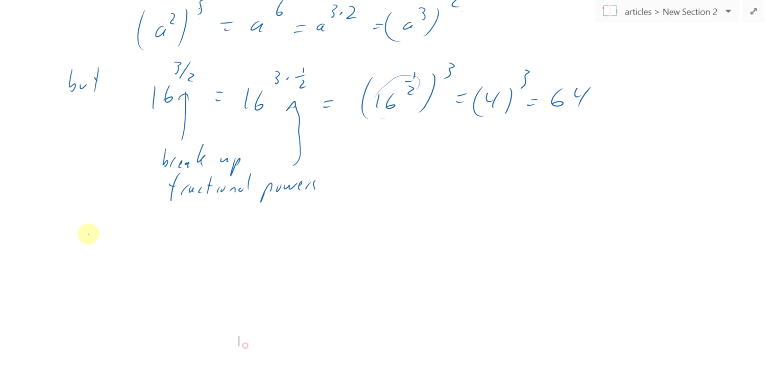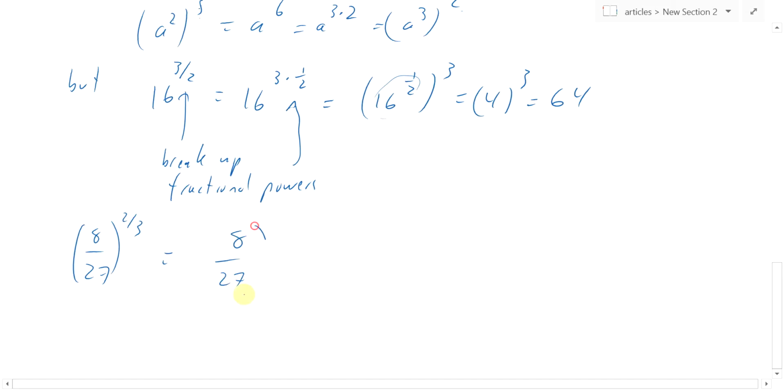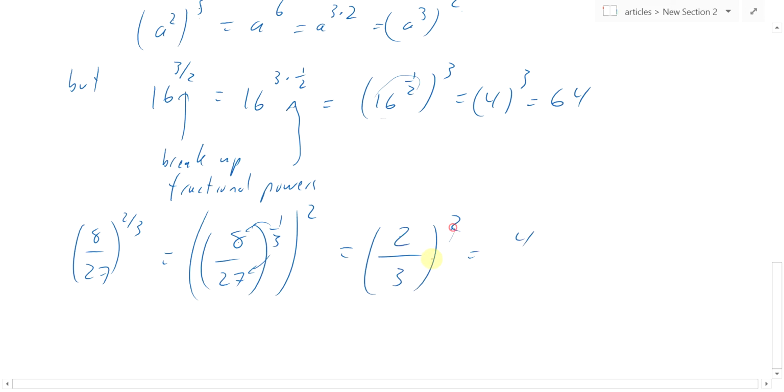So one last example. What's 8 over 27, and let's make clear that that's an 8, 8 over 27 to the 2/3. Well, we can break up the fractional power. It's an 8 over 27, and 2/3 is 2 times 1/3. And then that whole thing to the 2. So 8 to the 1/3 is 2. Cube root of 8 is 2. 27 to the 1/3 is 3. 2 squared is 4. 3 squared is 9.